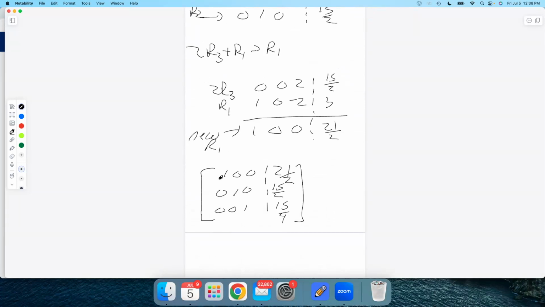Now that this is the identity matrix, ones along the main diagonal, zeros everywhere else, here's my solution. This says x equals 21 over 2, y is 15 over 2, and z is 15 over 4. Again, we did not have to go this far to get the solution.